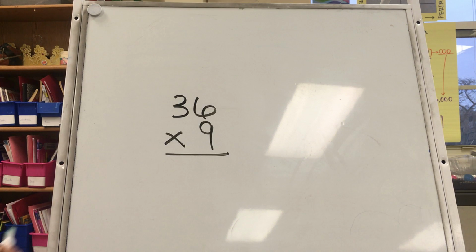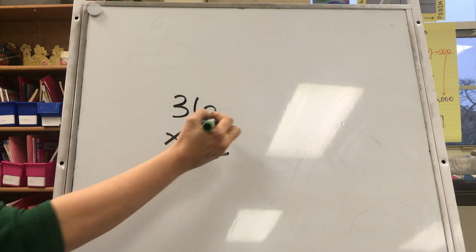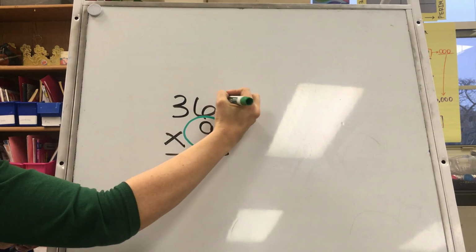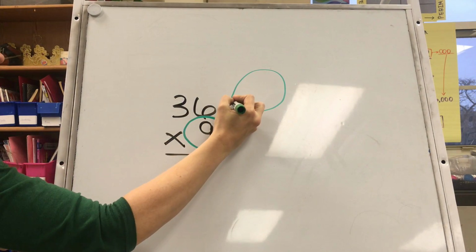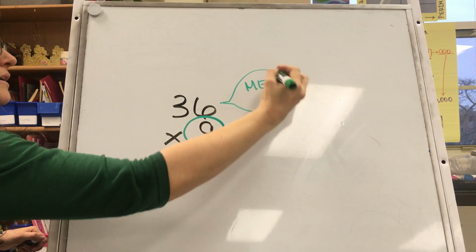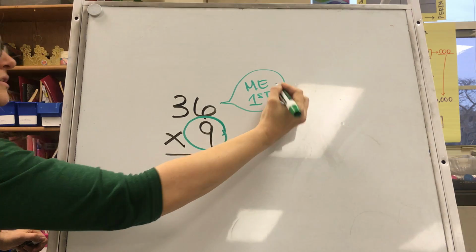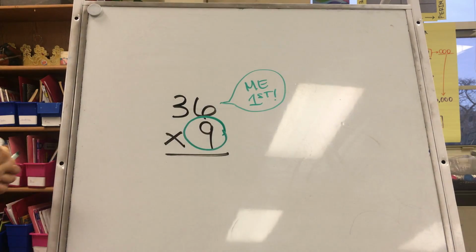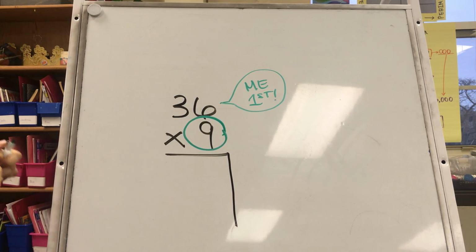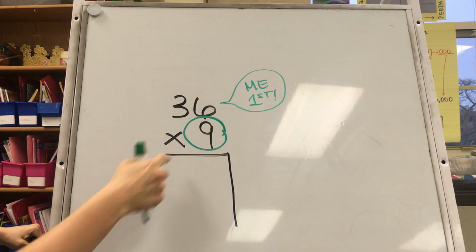Before we do any of the actual math, we set ourselves up by circling our first multiplier, and then this number up here, I tell them it's acting like a little 6-year-old. It's saying me first. And then we also extend this line right here. So we circle this number in green because green means go, and everybody has a go with number 9, meaning they get a turn. So we start with number 9.